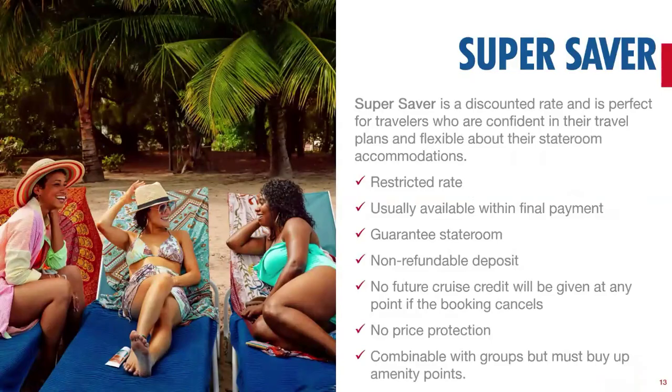It tends to be a closer in rate because it opens up once we're within final payment. So any bookings made on Super Saver are within penalty when they book. There's also no name changes and no price protection. This one is combinable with groups, but if you have our group amenity points on your group, you do have to buy them up to make sure that they get the same amenities.